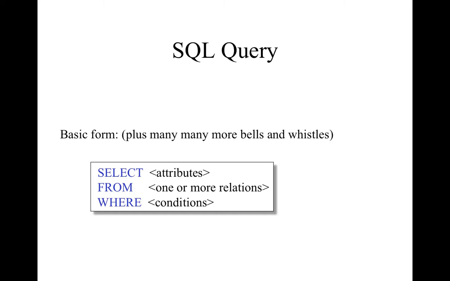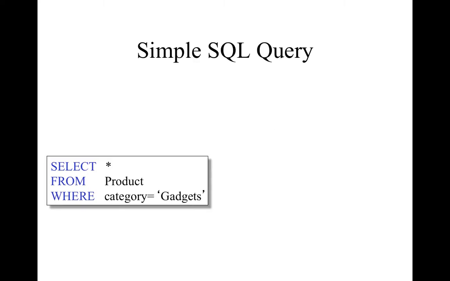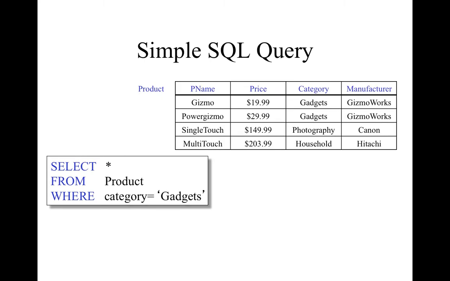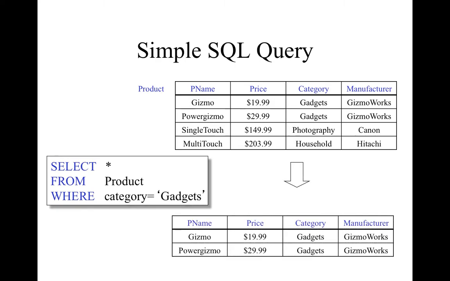So going back to the most basic form, we're doing the select from where statement, where we're selecting attributes from one or more relations where conditions apply. The most simple query when leveraging the data that was shown would be to do a select all, in this case, from products where category equals gadgets. Doing this will, when leveraging the data, focus on the gizmo product name and the power gizmo, and will get you the following results.